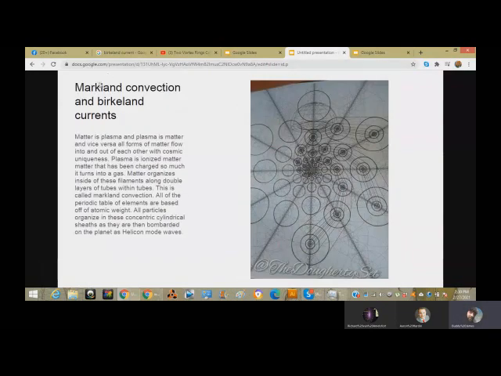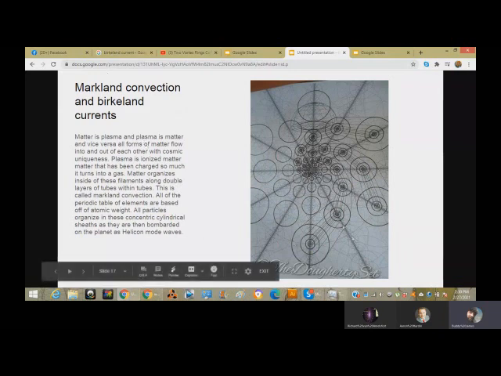So Markland convection and Birkeland currents. Matter is plasma, and plasma is matter, and vice versa. All forms of matter flow in and out of each other with cosmic uniqueness. Plasma is ionized matter, matter that has been charged so much it turns into gas. Matter organizes inside of these filaments along double layers of tubes within tubes. This is called Markland convection. All of the periodic table of elements are based off of atomic weight.